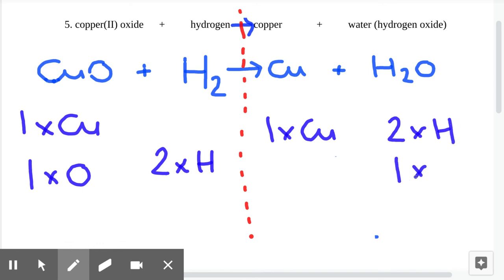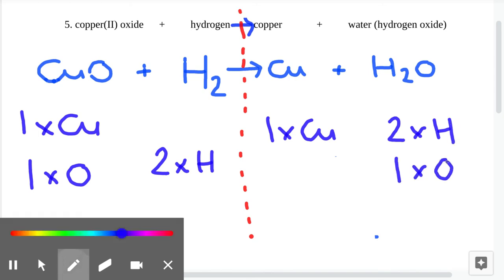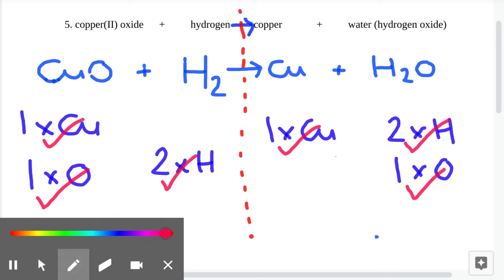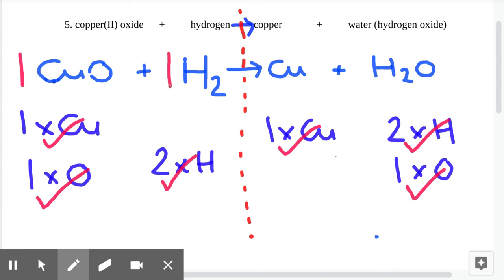we've got 1 oxygen. Now you can see that in all of these examples, the oxygen is the same on both sides, the hydrogen is the same on both sides, the copper is the same on both sides, which means that this equation is already balanced. So to all intents and purposes, what we'd have is one of these reacting with one of these to make one of those and another one of water. But ultimately, we don't need to write any numbers. That equation is balanced, and we can just move on to the next example.